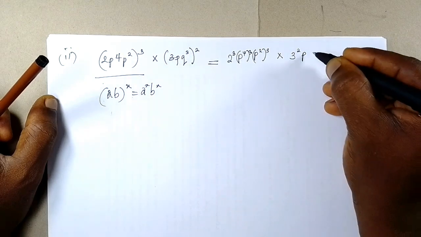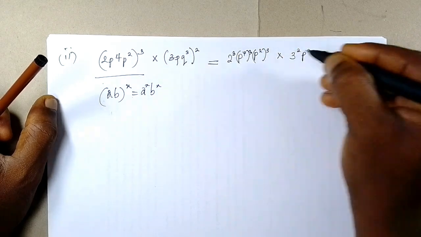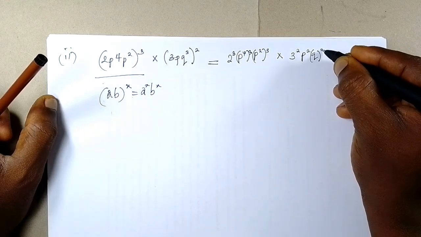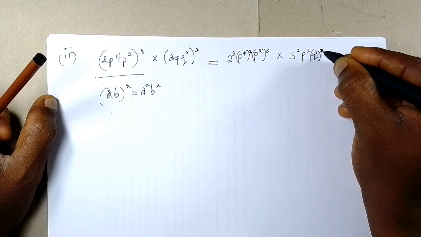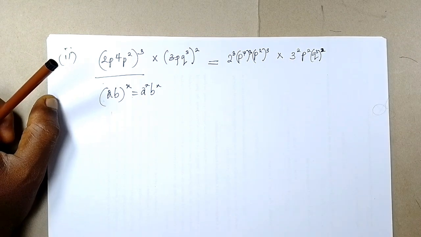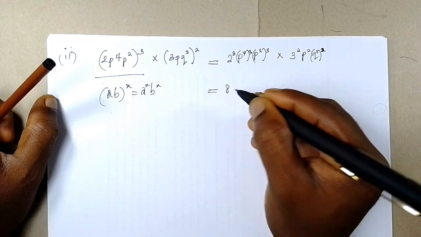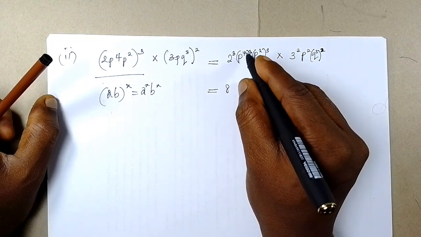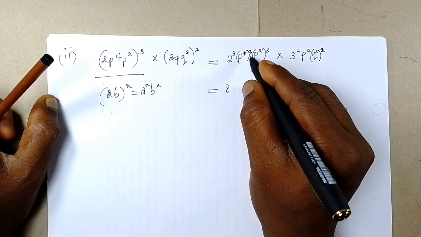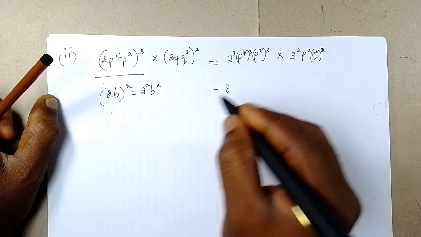This p here will carry this squared, I'll put it again. Q raised to power 3 will carry the squared there. So that is what we are going to have. Now let's simplify further. Here I'm going to have 2 raised to power 3 is 8. Okay, now p raised to power 4, the law of shared powers has been applied already.